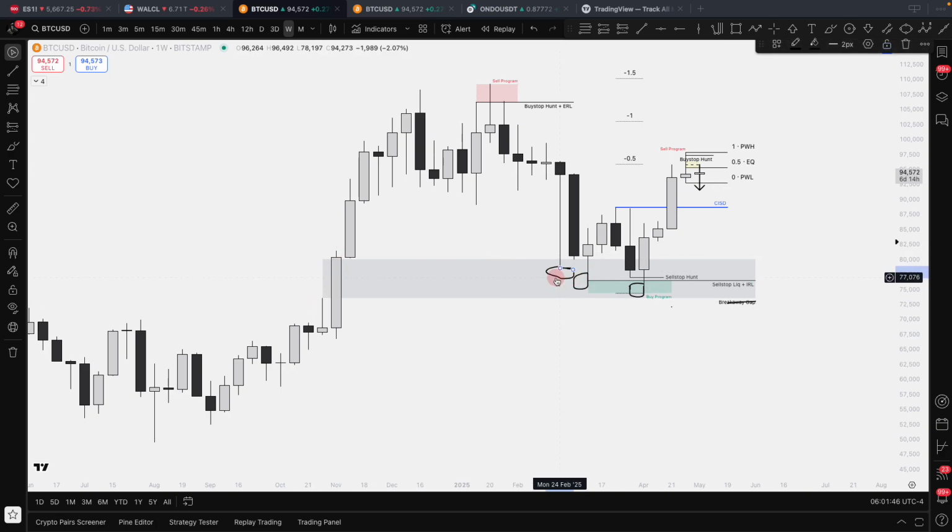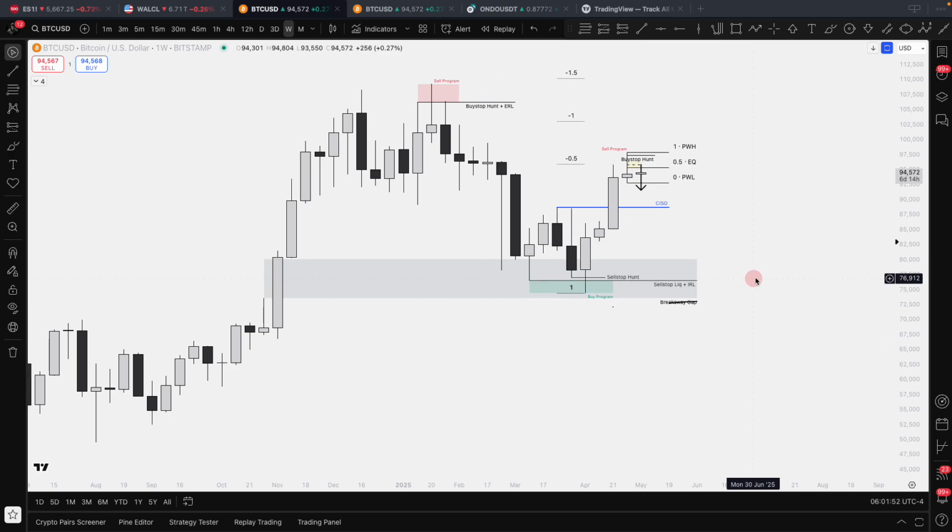So, we've been following this move and we've been following this buy program, which we have here, for weeks. And you see that we got this big move, displacement higher, and everything's just come to fruition. And we've been pretty bang on.